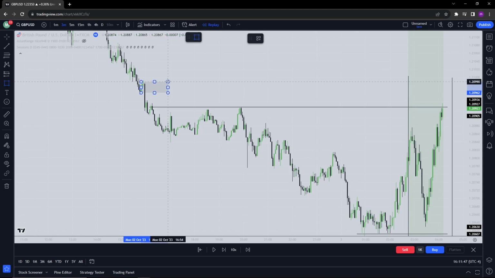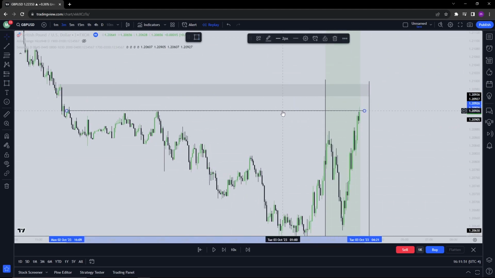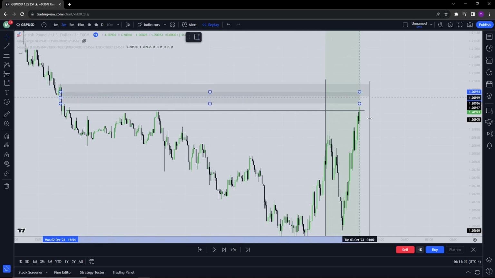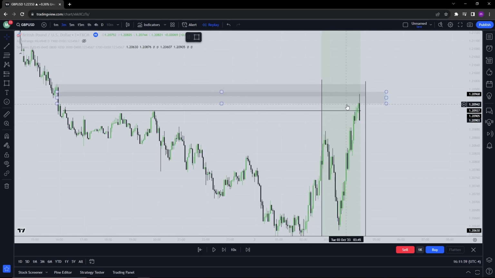What we also have right here is an order block resting right over here. And not only do we have this order block, we have this imbalance here. Again, it can be an order block and an imbalance. If it's both, then it's perfect. If I play the market, you can see it's both, which is extremely perfect.